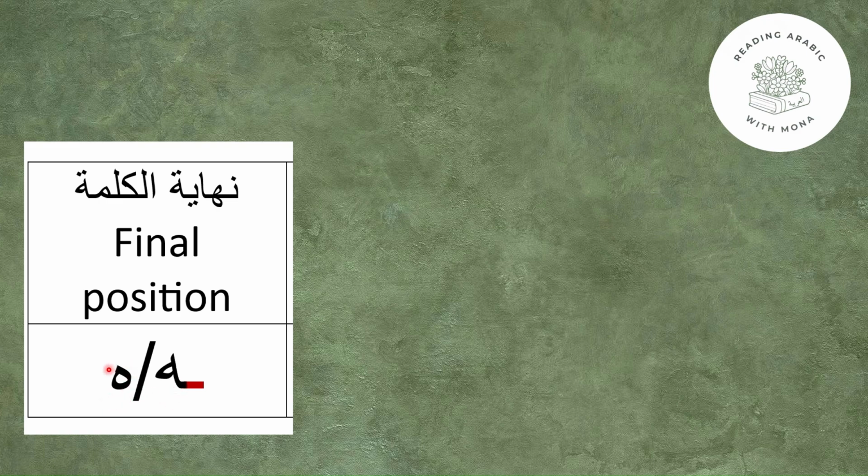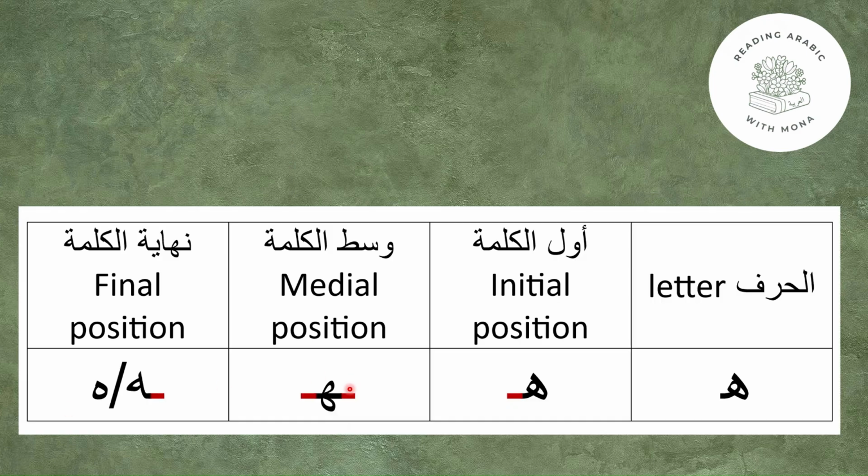The other form is a loop or a circle. This shape is formed when the Ha is preceded by a resisting letter. So when you see this circle, it is a Ha, and when you see this one shaped as a loop, it is also a Ha. It depends on the preceding letter. So as you can see, the letter Ha surprises you in different positions.